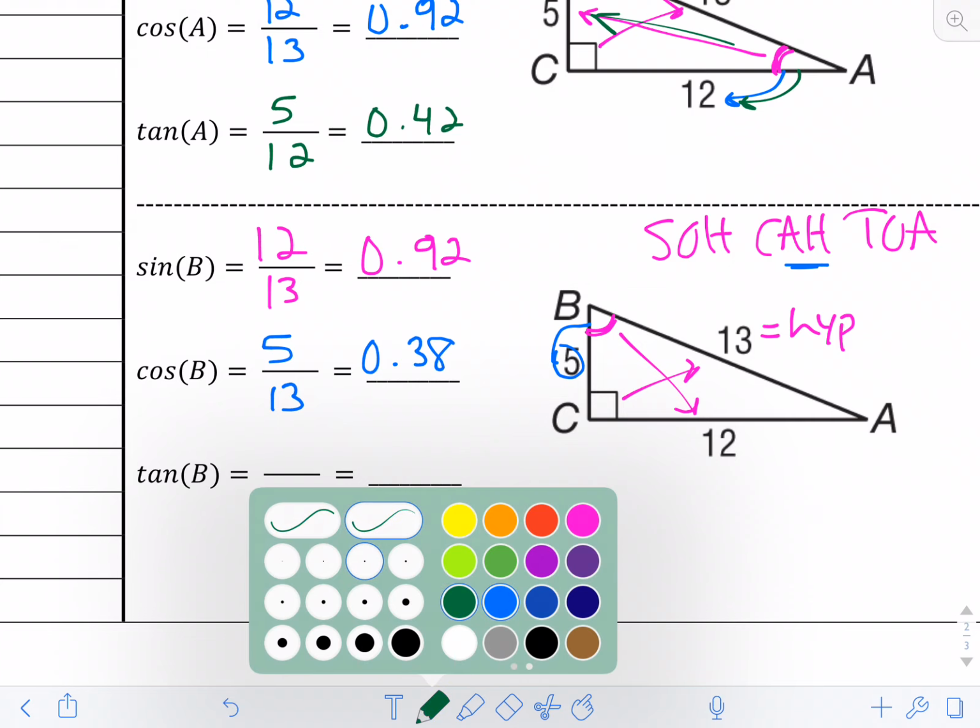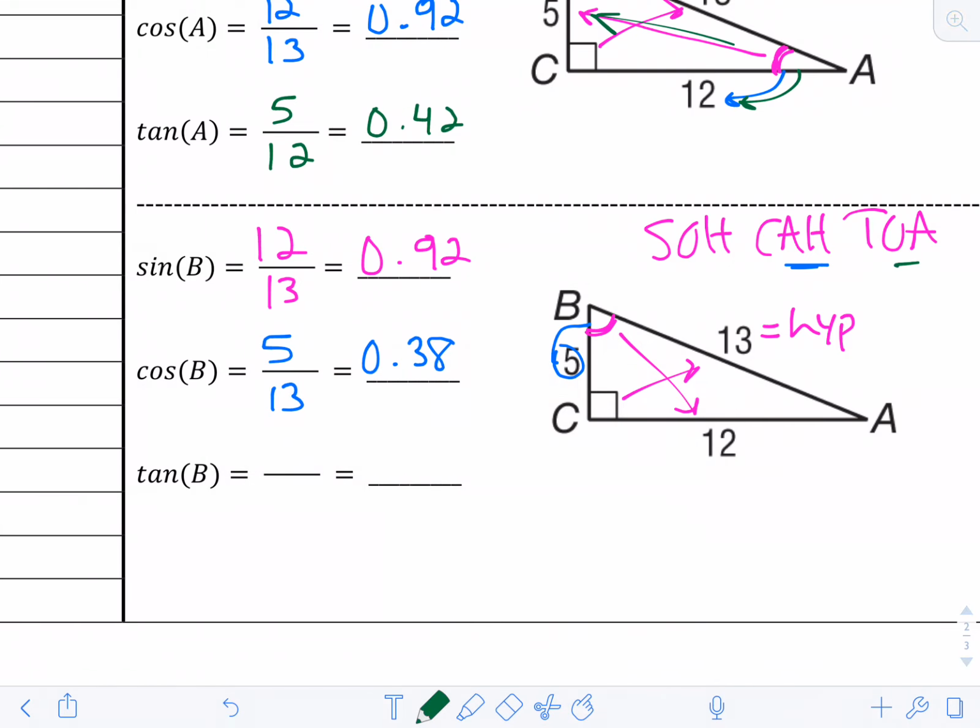And the last one we're going to do is tangent. Tangent again, that's your TOA, this last part. Opposite over adjacent. So 12 over 5. Type that in the calculator. It comes out to 2.4.